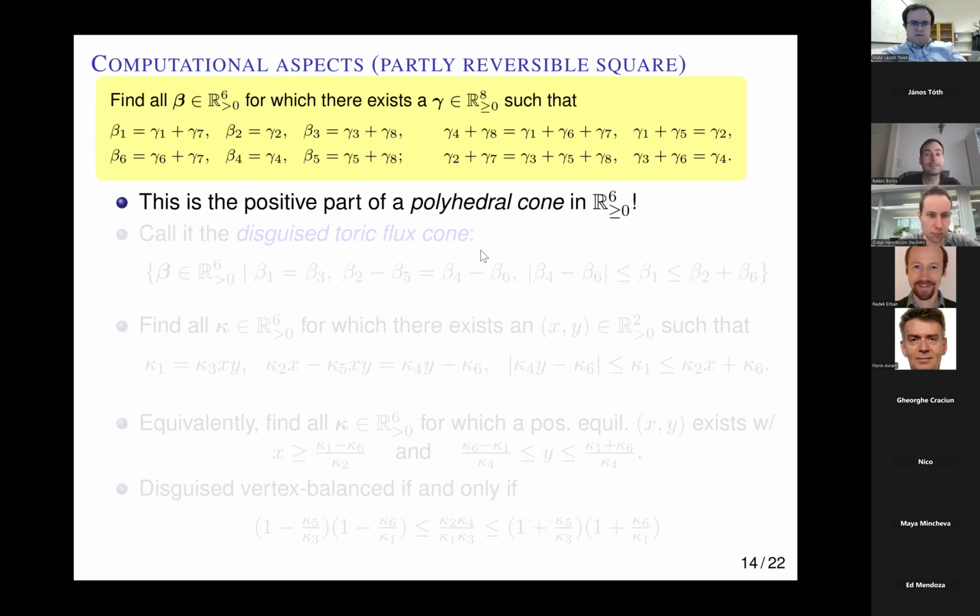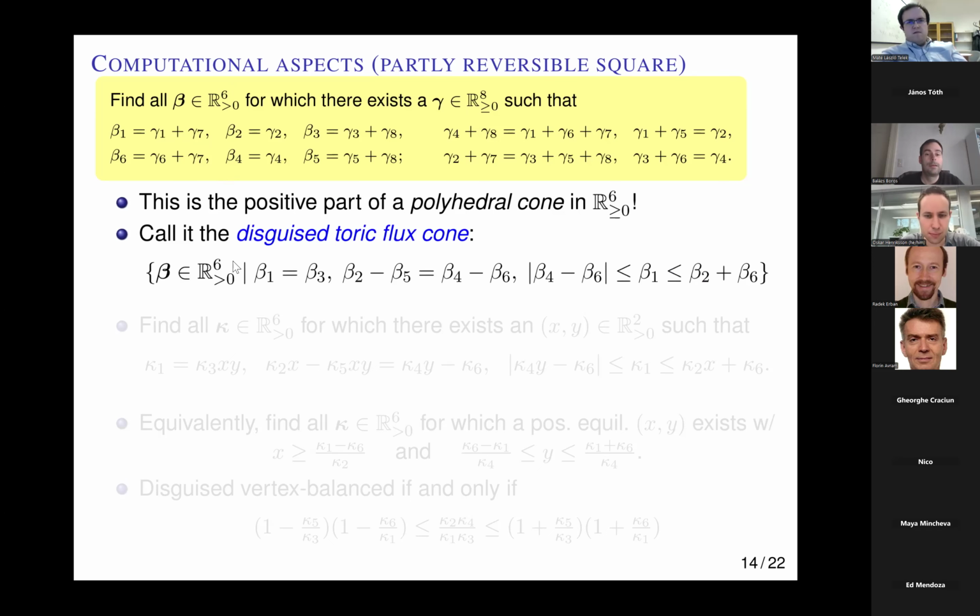But now the great thing is that it's a linear problem, and therefore you see it immediately that the solution is nothing else than just taking a polyhedral cone in R6 and then the positive part of it. I want all of my betas to be strictly positive. This polyhedral cone, once we compute it in this case, is what it looks like. Everything is linear here. We call it the disguised toric flux cone.